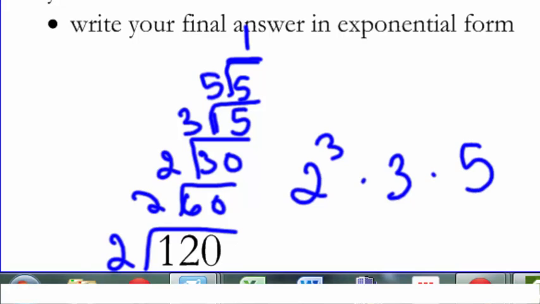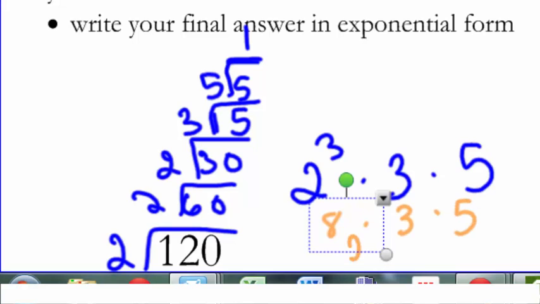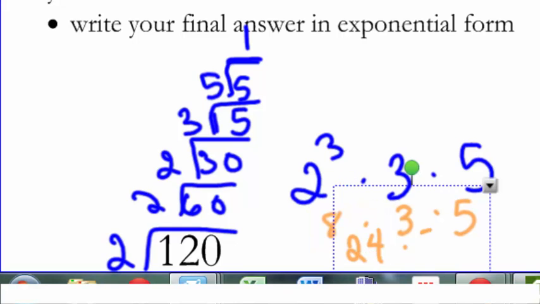To check this out, 2 to the third is 8. 8 times 3 times 5. And 8 times 3 is 24. And if I multiply 24 times 5, I'm going to get 120.